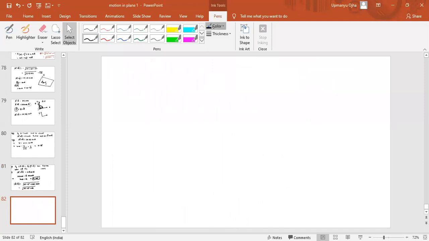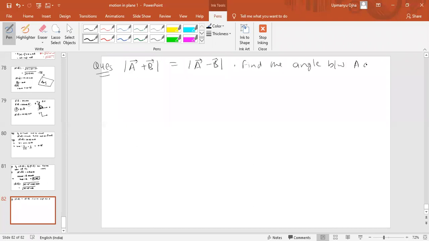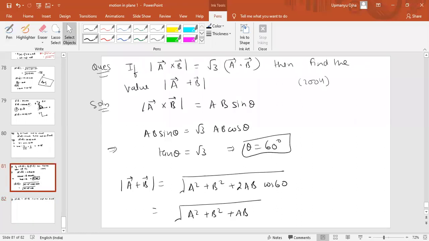one more problem is given to us in the NEET exam only: mod of A plus B vector equal to mod of A minus B vector. Find the angle between A and B.